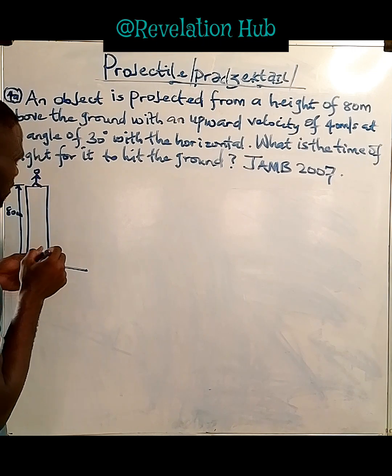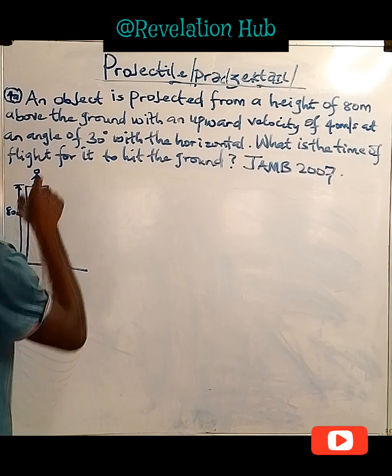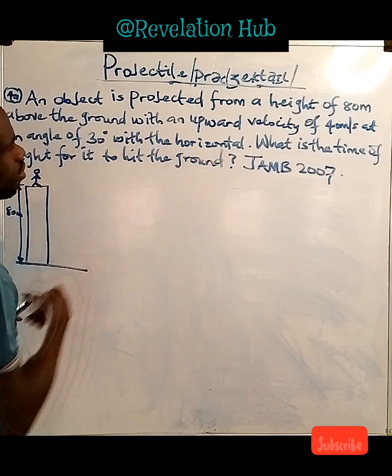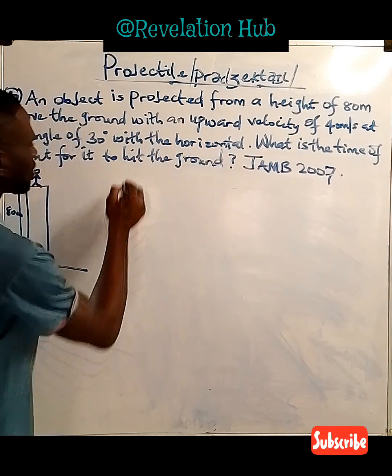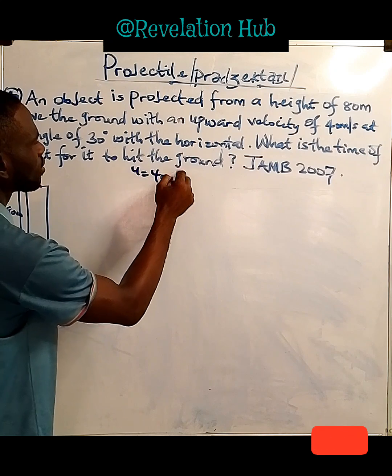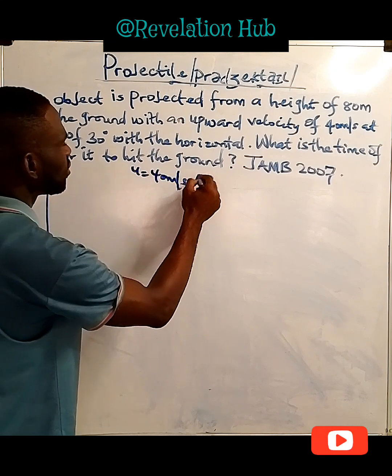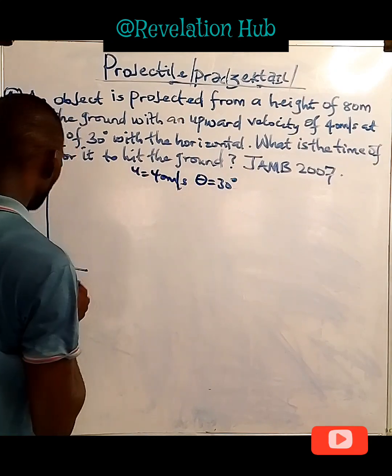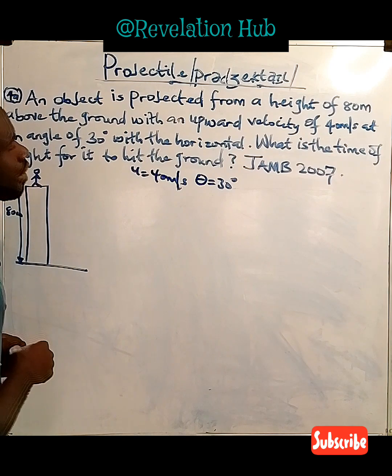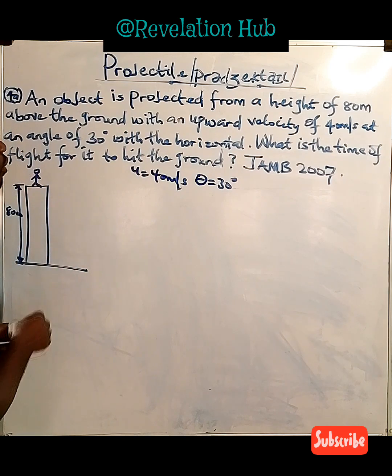We know the height where it was projected from, with an upward velocity of 40 meters per second. This initial speed is 40 meters per second at an angle of 30 degrees to the horizontal. So what is the time of flight for it to hit the ground?